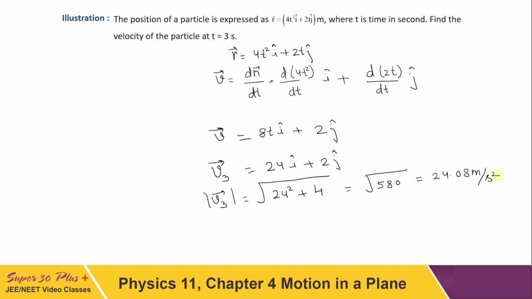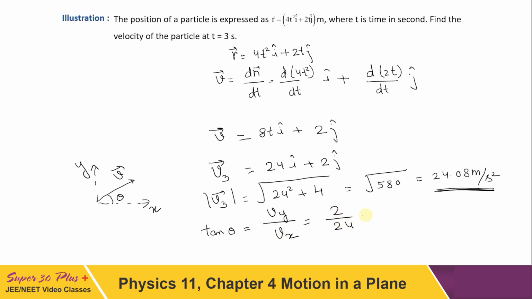But as we all know, velocity is a vector quantity. So magnitude we have calculated. What about the direction now? Direction also has to be written. So if this velocity is making some angle theta with the x-axis, let this angle be theta, then tan theta can be written as y component of velocity upon x component of velocity, which is 2 upon 24, that is equal to 1 by 12, and theta we got is tan inverse 1 upon 12. This is the angle the velocity vector is making with the x direction.